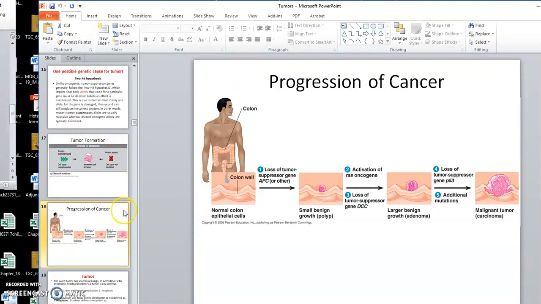Here's kind of an understanding of the progression of colon cancer. Normal colon epithelial cells, those are cells on the surface. Loss of a tumor suppressor gene. A small benign polyp is a growth. Now that's benign. Activation of this oncogene, loss of this tumor suppressor, and there you are.